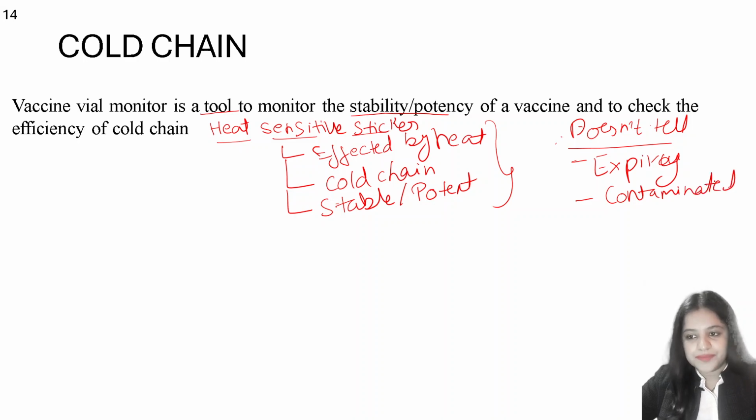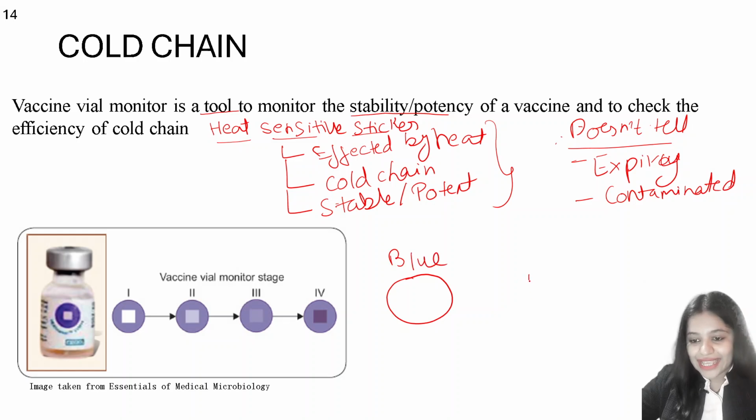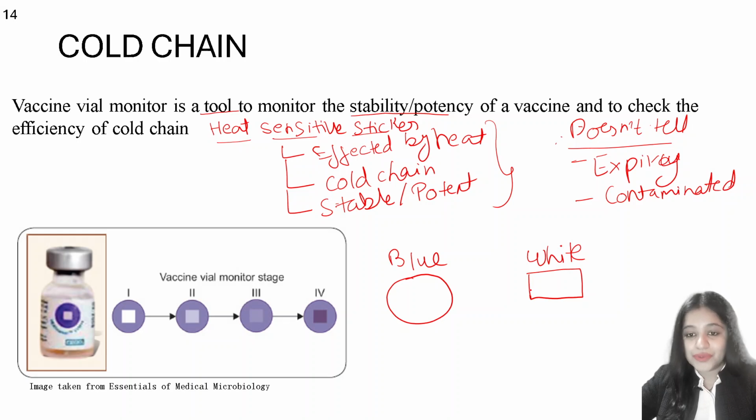Okay. Now, what does a vaccine vial monitor look like? Okay. It looks like this. Can you see this? This heat sensitive sticker which is on this vial is the vaccine vial monitor. Now, let's see the parts of this. It has an outer circle which is blue in color. Okay. And an inner square which is white in color. Now, this inner white, as it is exposed to heat, changes its color. It becomes darker. Okay. So, for a vaccine to be stable or potent, your outer blue should always be darker than your inner square. Clear?